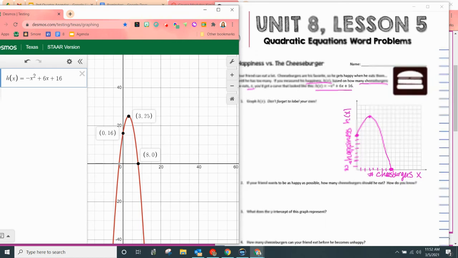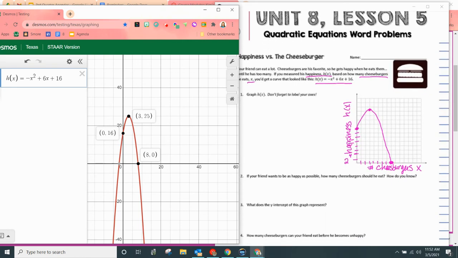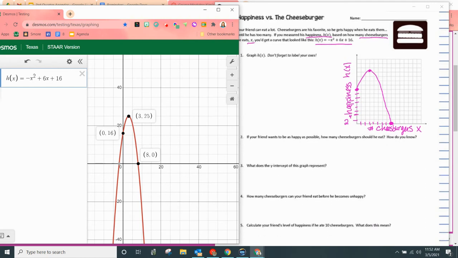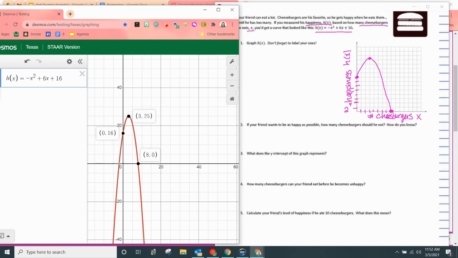Okay, it says if your friend wants to be as happy as possible, how many cheeseburgers should he eat? So when you're looking at these applications of any function, you need to pay attention to what your axes are labeled. So we have happiness on the Y and number of cheeseburgers on X. They want to know how many cheeseburgers. So they're asking me for an X value. And they're saying his happiness needs to be as high as possible. We want to be as happy as possible. Well, his maximum happiness is going to be, because this is Y, as high as it goes, up here, right? At this point right here at the top, 3, 25.